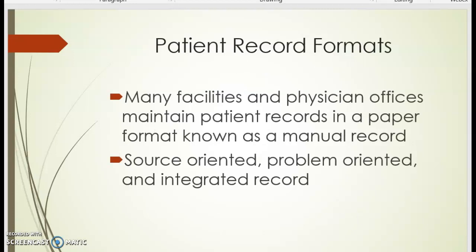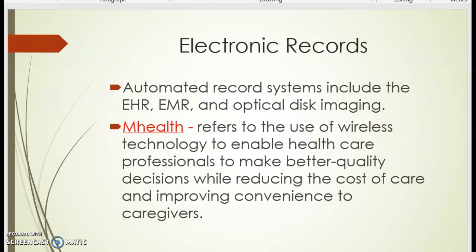Patient record formats. Many facilities and physicians maintain patient records in a paper format known as manual. And we're going to talk about the different types. We have source, problem-oriented, and integrated. Electronic records are automated records including your EHR, EMR, and optical disc imaging.